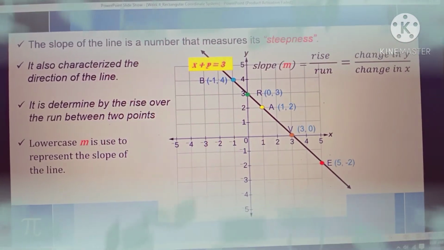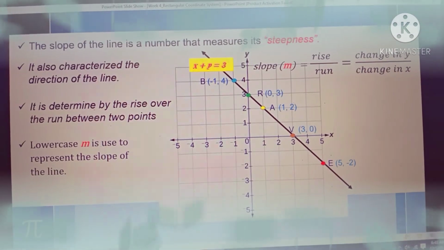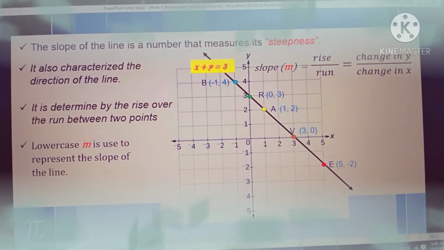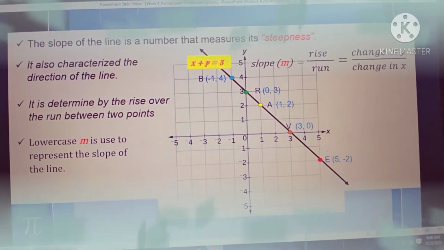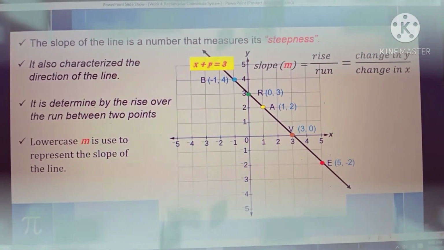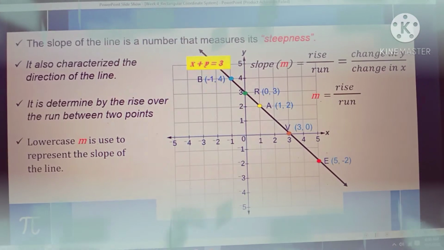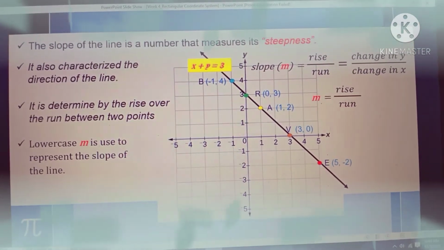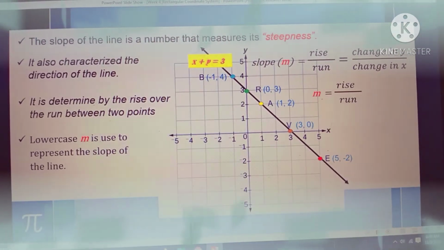So dito, y coordinates ang nasa numerator at ang x coordinate naman ang nasa denominator. So m is equal to the rise over run.